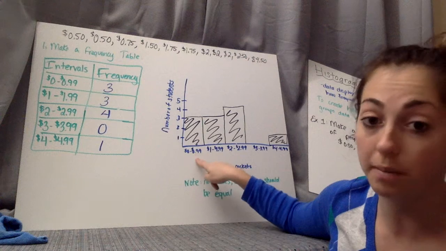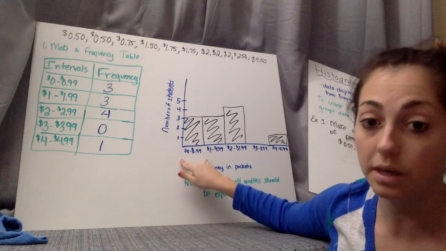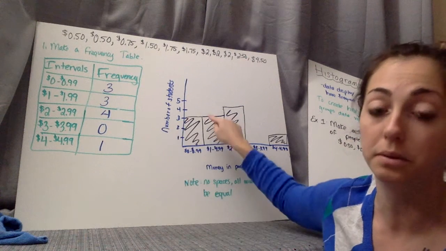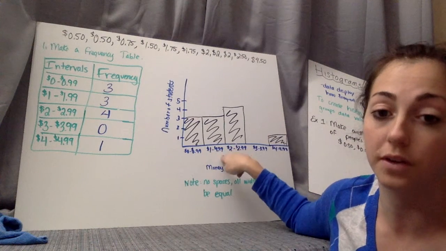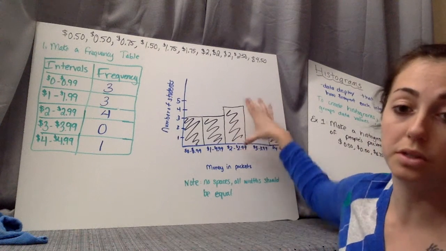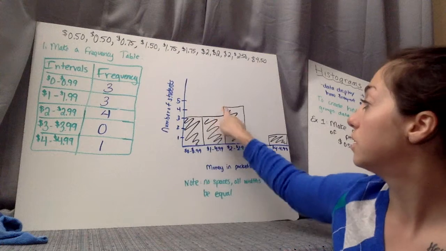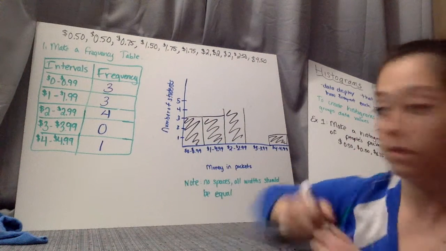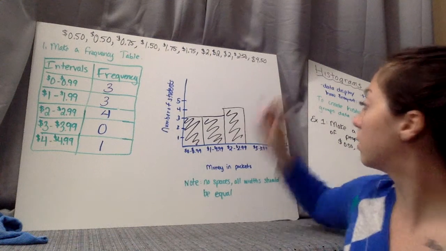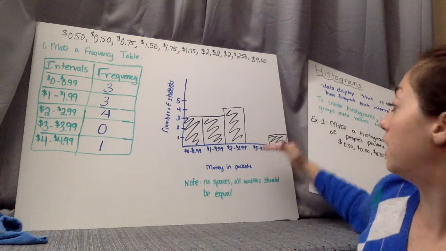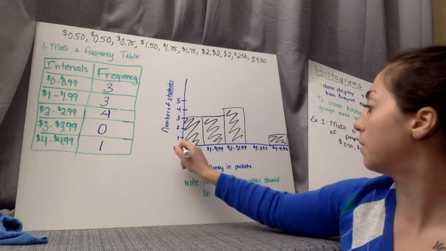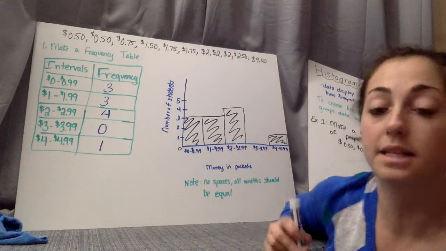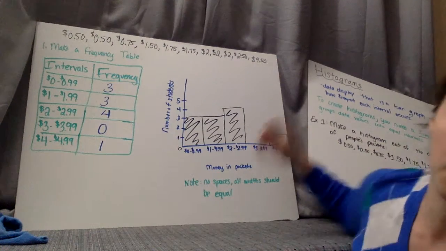And then I just made a bar graph. From 0 to 99 cents goes up to 3. Same with $1 to $1.99, and 2 to 2.99 goes up to 4. Then 3 to 3.99 is at 0. And then lastly, 4 to 4.99 goes up to 1.